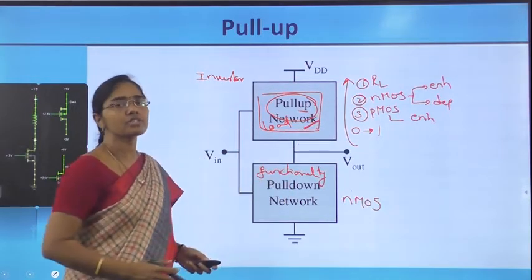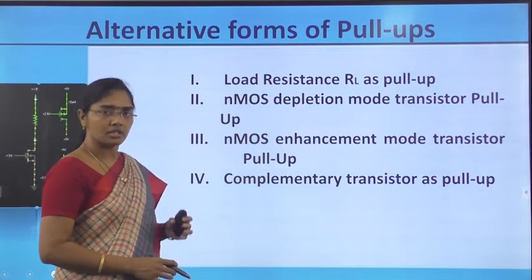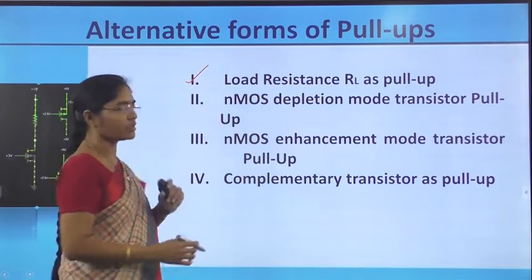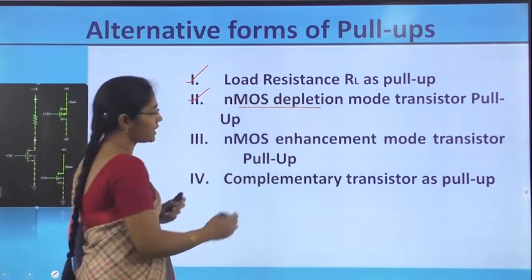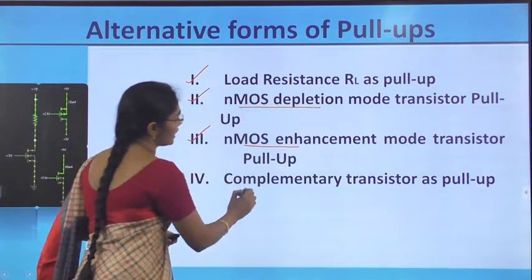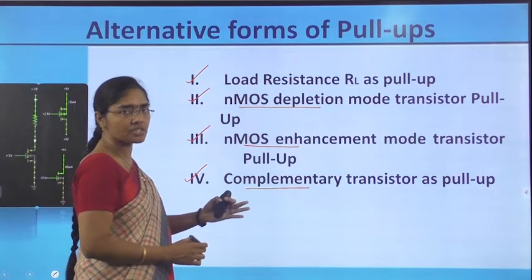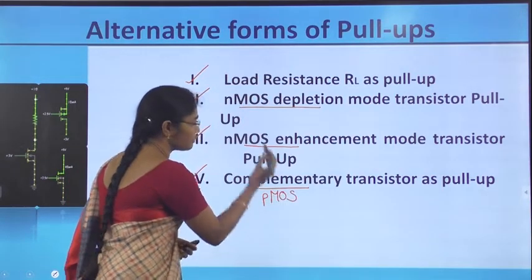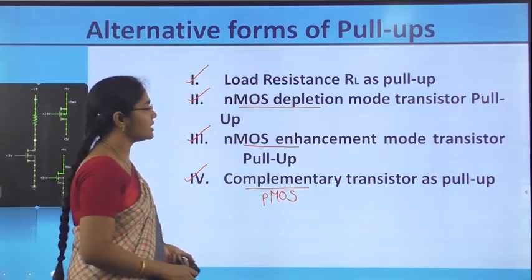Therefore, we are going to see now 4 alternative forms of pull-ups. That is, load resistance RL as a pull-up, NMOS depletion mode transistor as a pull-up, NMOS enhancement mode transistor as a pull-up, and complementary transistor as a pull-up. Since functionality is implemented with NMOS, here the complementary transistor is always PMOS. Therefore, PMOS transistor as a pull-up. Let us see each and every one.